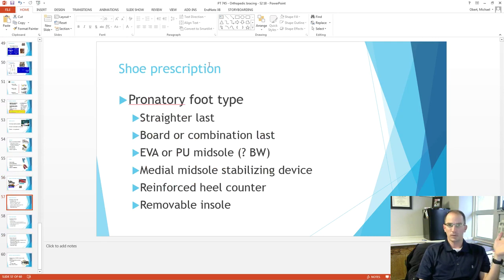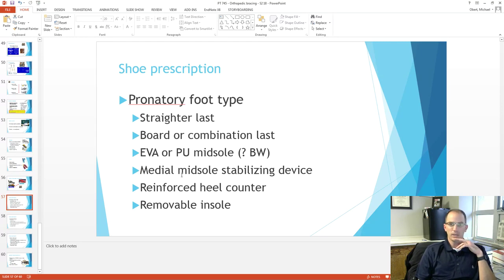So just to sum this up, we're looking at shoe prescription. Okay, these next few slides are key points as far as what you guys need to know when you go out in the clinic. So if you have that flexible foot, that overpronating type foot, we're going to get a straighter last with the board construction. Okay, we're looking at EVA, or the dual density, and we might have to make changes based on their body weight. So if they're a heavier person, we might want to go up a little bit. Okay. We can use the polyurethane midsole if their body weight is not as high. But we really want to look probably more at the EVA than anything.